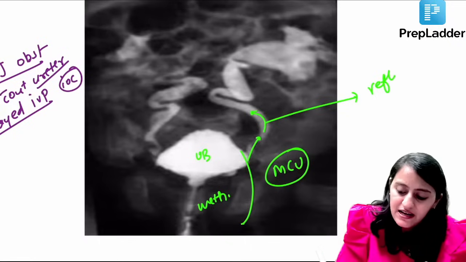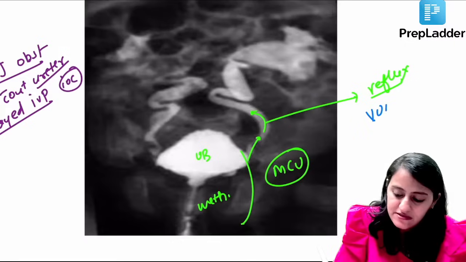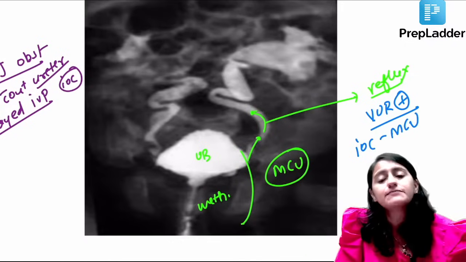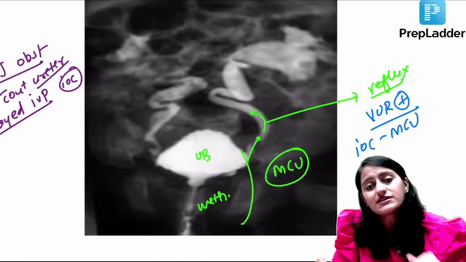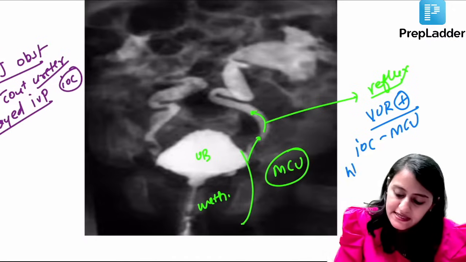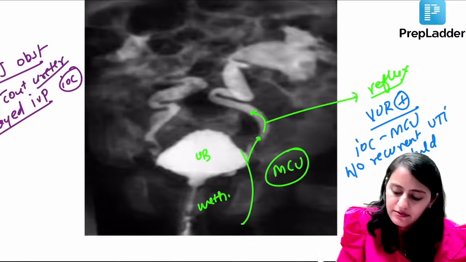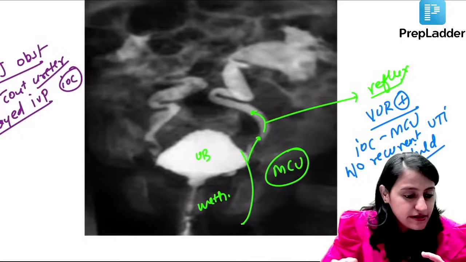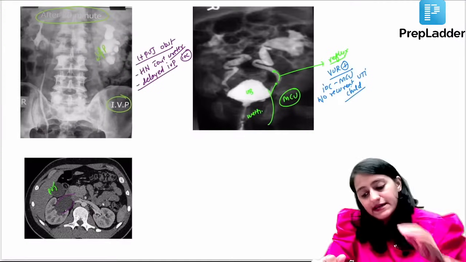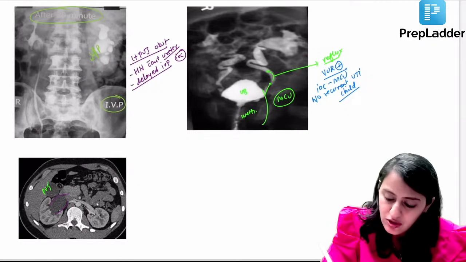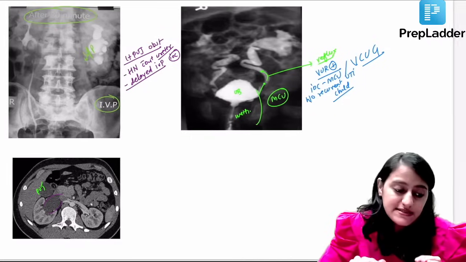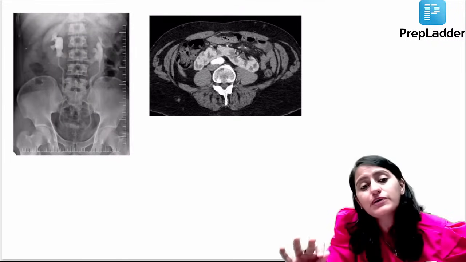There is a reflux which is present, right? So this is VUR. What is the investigation of choice for VUR? MCU. When the bladder contracts, the contrast will go up, right? And what is the history given? History of recurrent UTI in a child. That's the history that will be given for VUR. Is this clear with everyone? MCU is also called VCUG, voiding cystourethrogram, or micturating cystourethrogram. For that, you will do MCU.